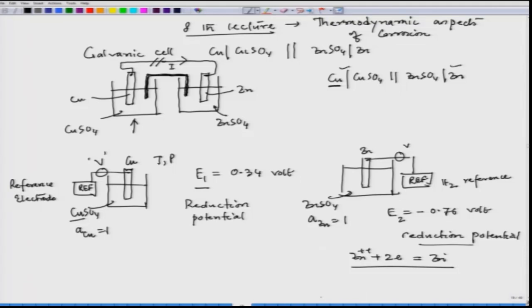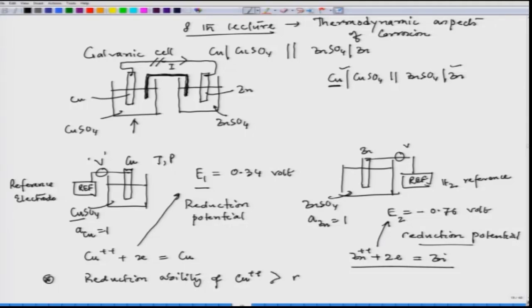this is the reduction reaction, and in this case, from this it is very clear that the reduction potential of this reaction is higher than the reduction potential of this reaction, so the reduction ability of this copper plus plus ion is more than the reduction ability of zinc plus plus ion. So, the statement I am making is the reduction ability of copper plus plus is more than the reduction ability of zinc plus plus.